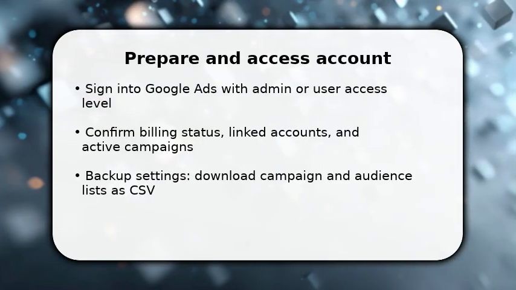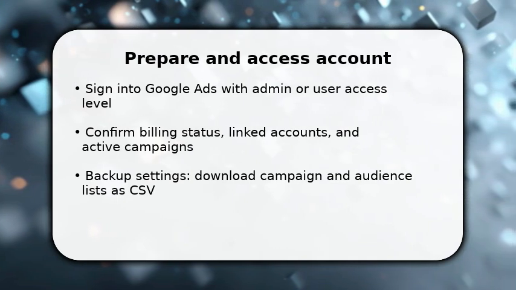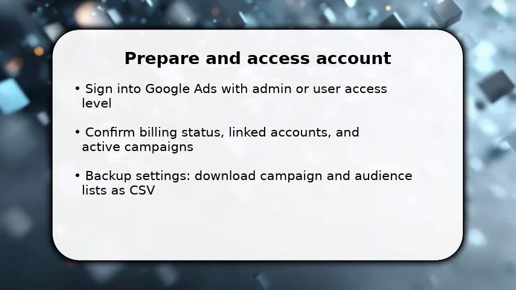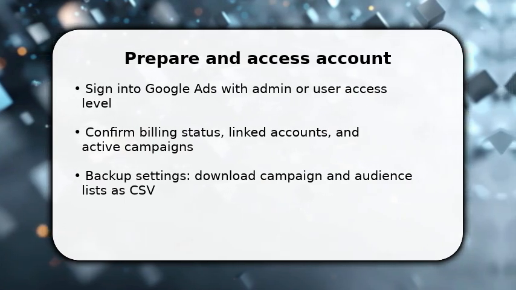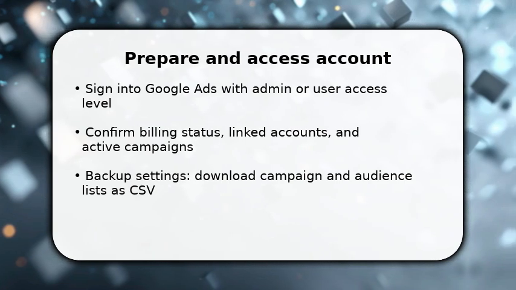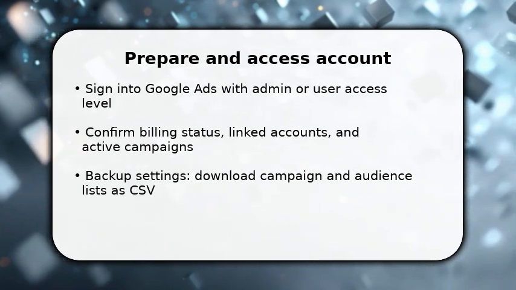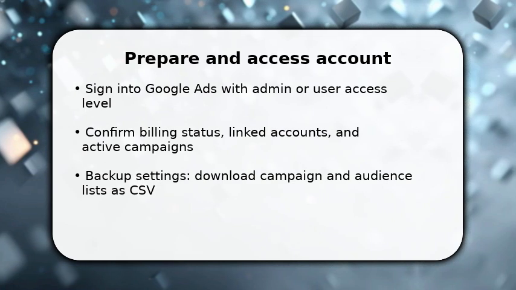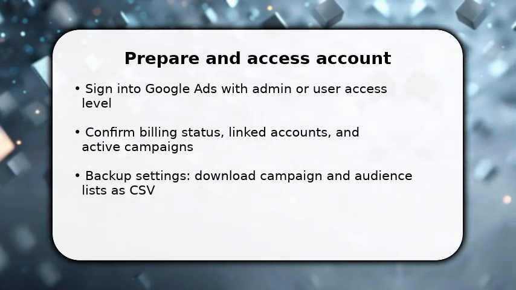You start by opening your Google Ads account and confirming you have admin access so you can pause or stop campaigns. Once signed in, verify billing and any linked Merchant Center or Analytics that depend on ads. Make a quick backup. Export campaign settings, audiences, and conversion actions as CSV so you can restore or analyze later.